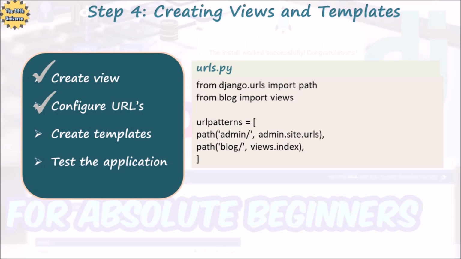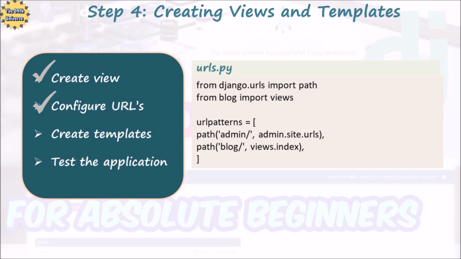The line from django.urls import path imports Django's path function, which is used to define URL patterns. From blog import views imports the views.py file from the blog app, which contains functions that define what happens when a user visits a URL. urlpatterns creates a list called urlpatterns. Django looks at this list to match URLs to views. In the line path('admin/', admin.site.urls), this URL path is reserved for the Django admin panel.